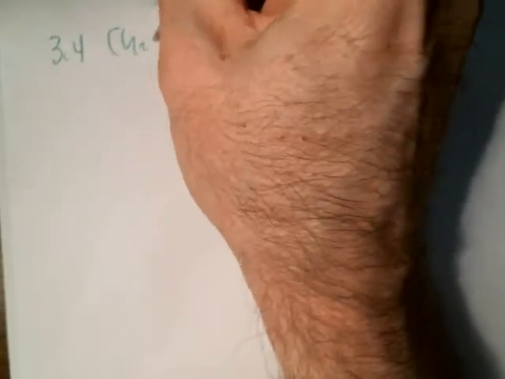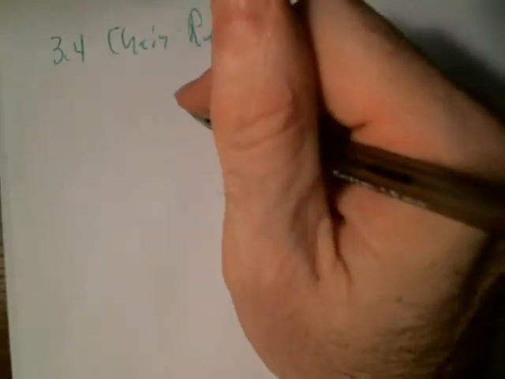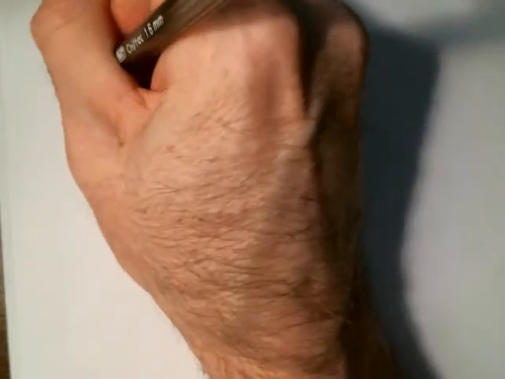Okay, so we want to do this next thing. It's called the chain rule. 3.4 chain rule. And here we go.